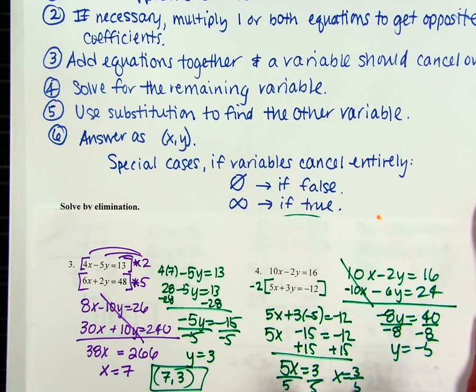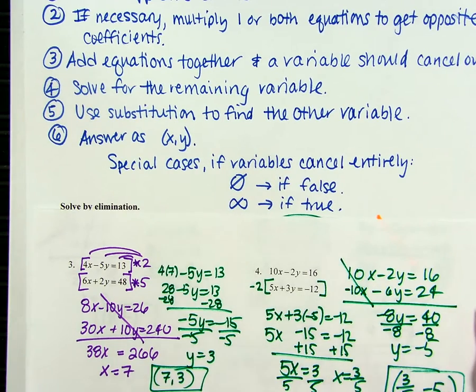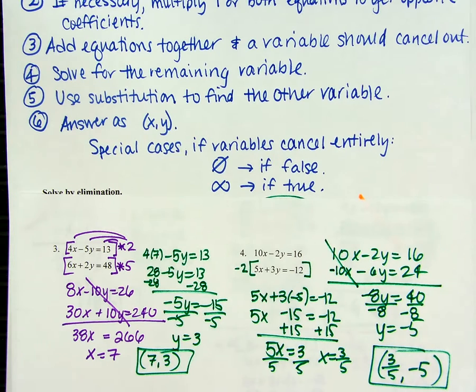3/5. So for all of these problems, I ended up just getting one single point where the 2 lines cross. And you have ordered pairs for your final solutions.